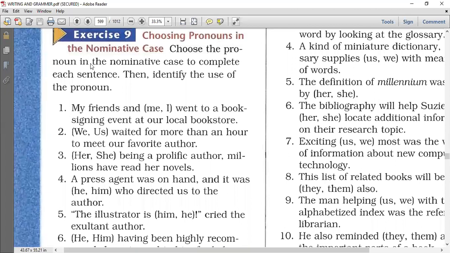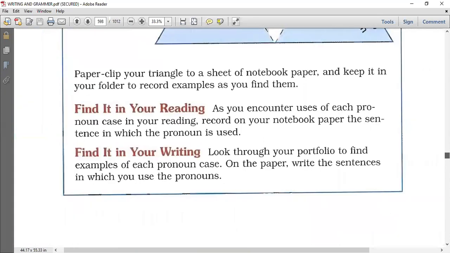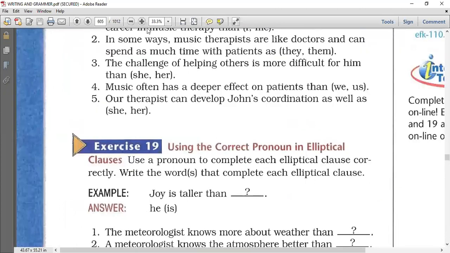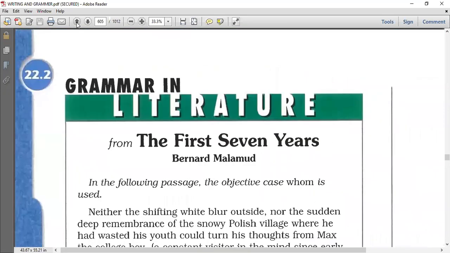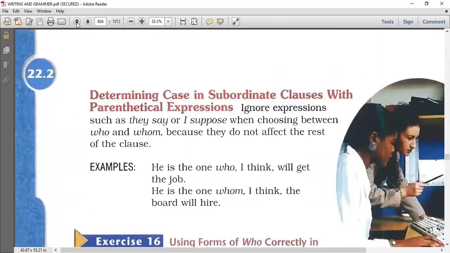Exercise 9. Choose the pronoun in the nominative case to complete each sentence. Then identify the use of the pronoun. I think this is easy. So exercise 8 is enough. Sorry, exercise 8. I lost the page. Yes, exercise 8 is enough here.